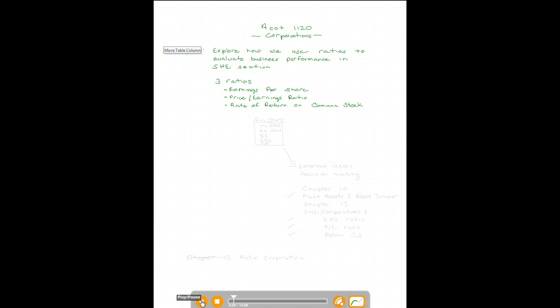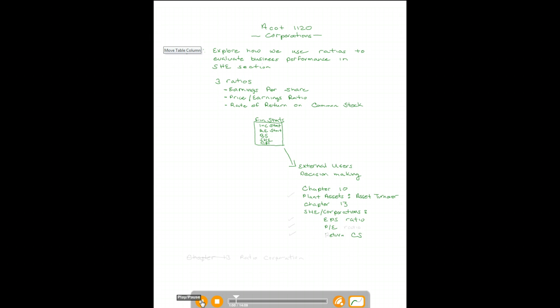But first, I digress. You'll recall from Chapter 1 in 1110 that we make financial statements so we can pass them to external users, and external users use them in the decision-making process. Do they want to invest in us or not?